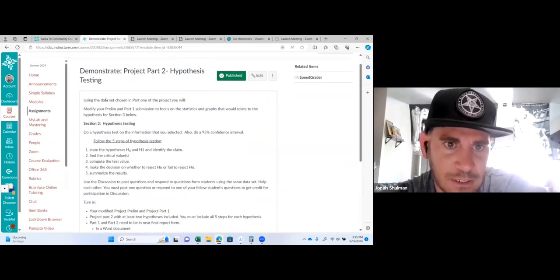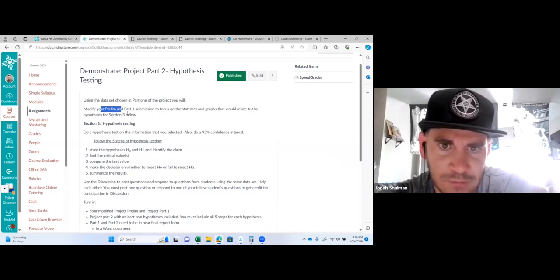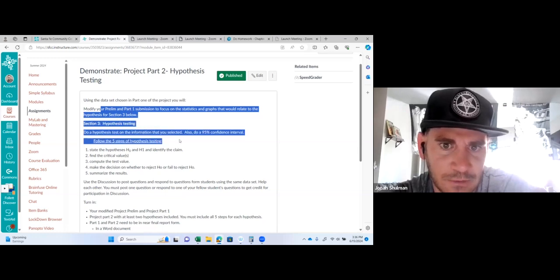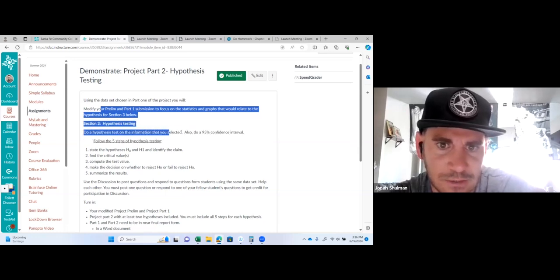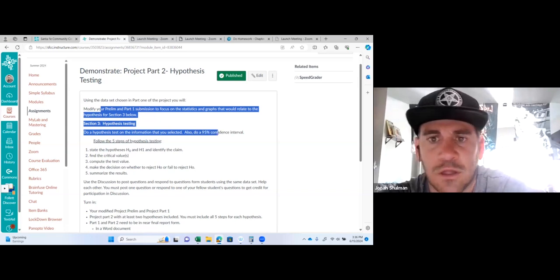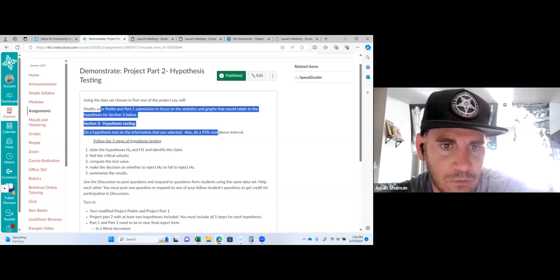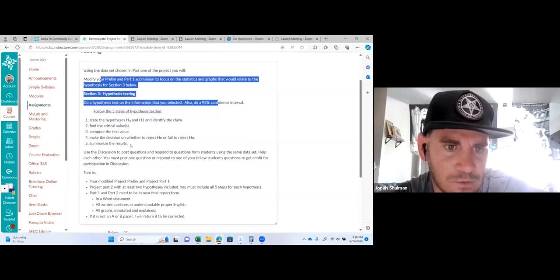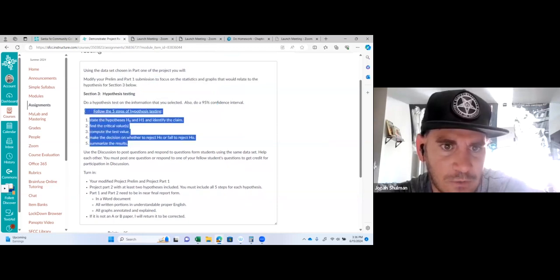Using the data chosen in part one, you can modify it based on what we're doing for this section three, which is hypothesis testing. So do a hypothesis test on the following and also do a 95% confidence interval. If you forget how to do them, I've got videos on how to do other parts. We have to state the hypothesis, the critical values, summarize the results. So these are the 5 steps of hypothesis testing.